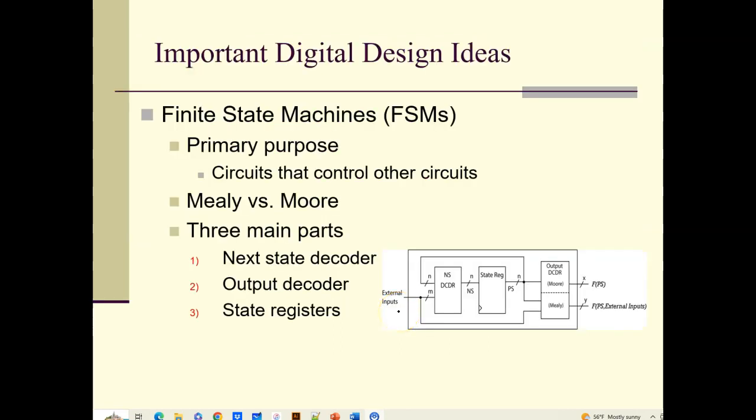Finite state machines, I know them as circuits that control other circuits. So the idea is it's a digital circuit that controls some other digital circuit. They come in two flavors, Mealy versus Moore machines. We will talk about that in a second. But the three main parts here are a next state decoder, and then we have the state registers. This is the actual memory in there. And then we have the output decoders. So the decoders are both combinatorial. State registers are sequential because they do have memory.